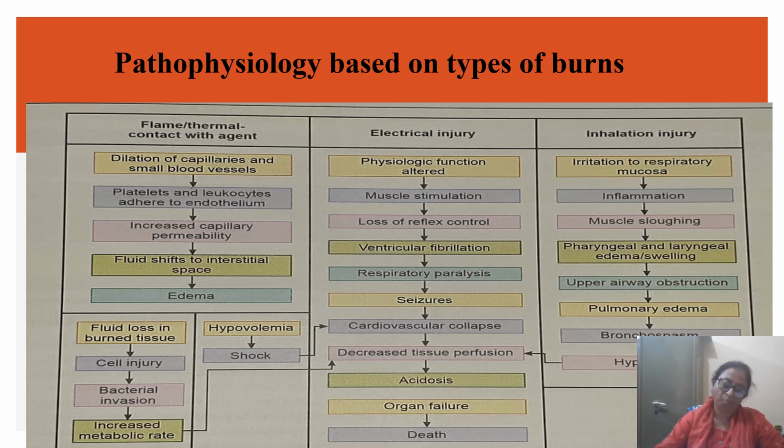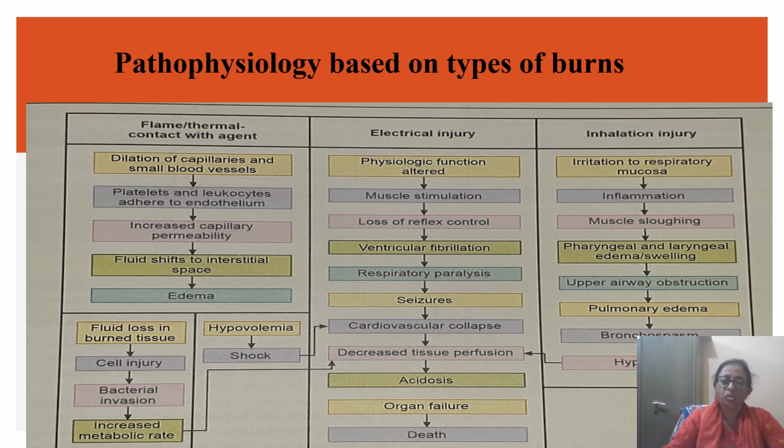Pathophysiology based on the types of burns depends upon the type of burn. If it is a thermal burn: dilatation of capillaries and small blood vessels, platelets and leukocytes adhere to the endothelium, increased capillary permeability, fluid shifts to the interstitial space, edema occurs, and fluid loss in the burn tissue leads to cell injury, bacterial invasion, increased metabolic rate, and sometimes leads to hypovolemia and shock.